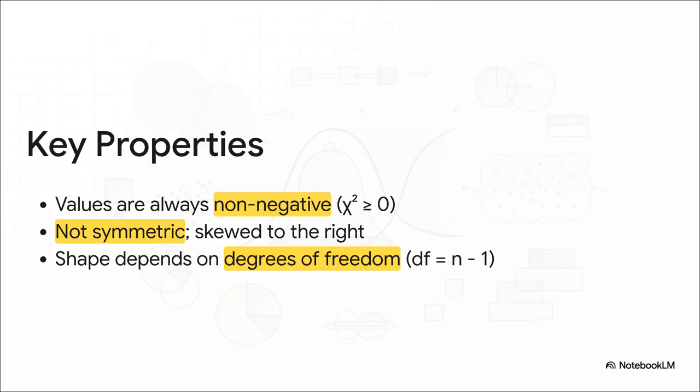Okay, so this is where the chi-square distribution starts to get a little weird, because it doesn't really follow the same rules as that nice symmetric normal bell curve we're all used to. It has three key properties you have to know. First, its values are always 0 or positive, which makes sense, right? You can't have negative spread. Second, it's not symmetric at all, it's always skewed to the right. And finally, and this is a big one, its shape isn't fixed. It literally changes depending on the size of your sample, or what we call degrees of freedom.